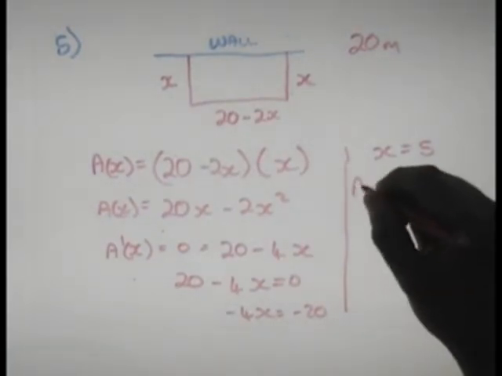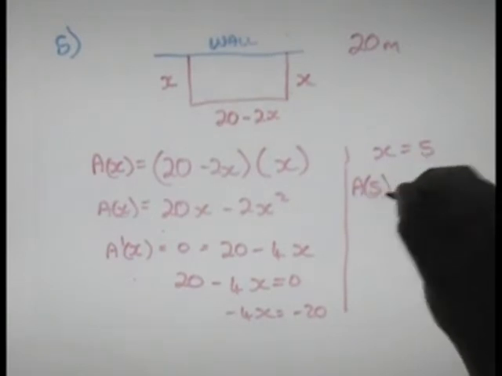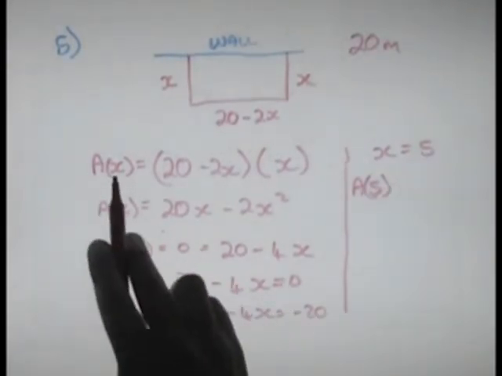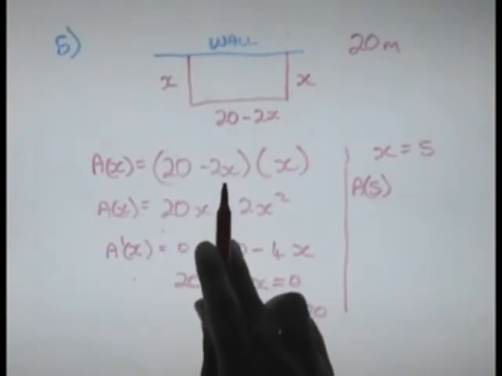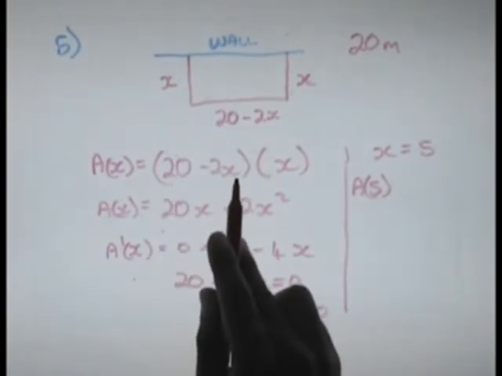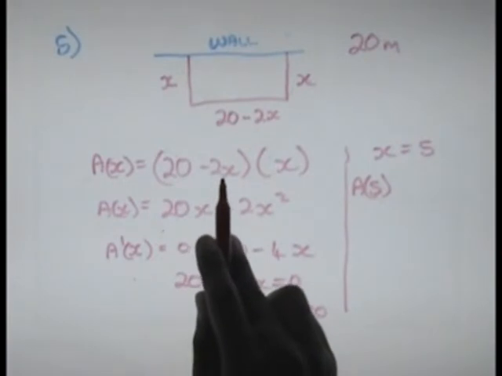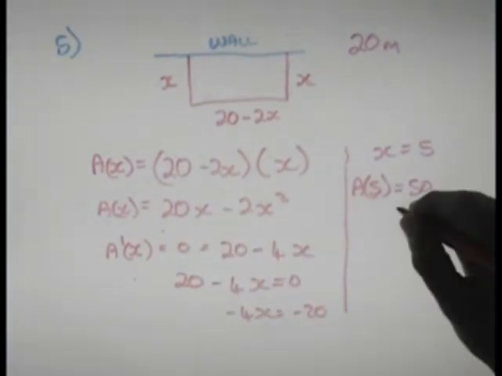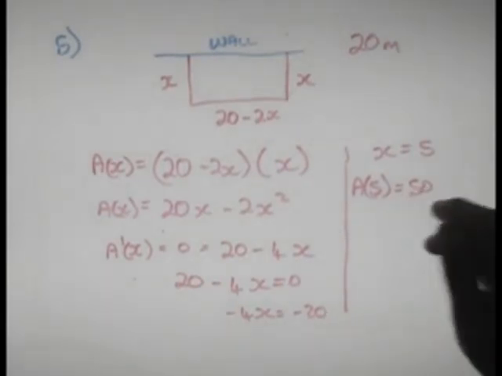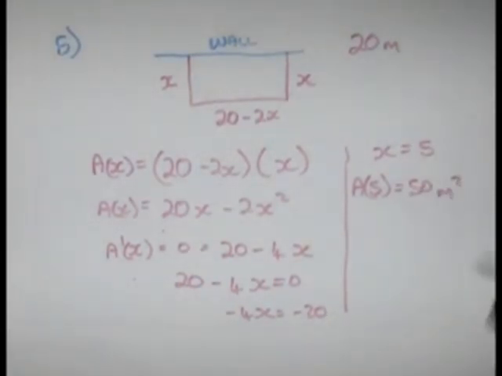What is my maximum possible area? It's going to be my area in terms of 5, which will be 20 minus 2 times 5, which is 10. 20 minus 10 is 10, multiplied by 5 is equal to 50 meters squared. That is my maximum possible area.